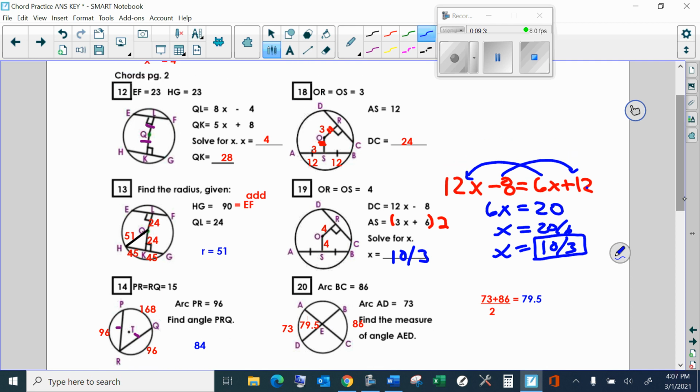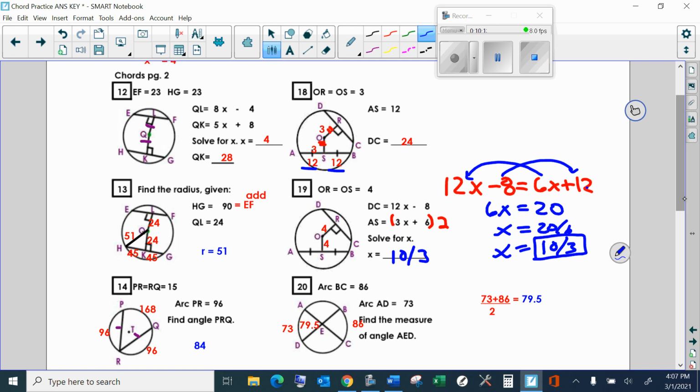OR equals RS. Since these distances are the same, the chord lengths have to be the same. And it's a perpendicular bisector, so that's why you see hash marks on each side there. It says RS equals 3, AS equals 12. Find DC, the total length. Since this is 12 here, this is 12, and these chords have to be the same length since they're equidistant from the center, so DC has to be 24.